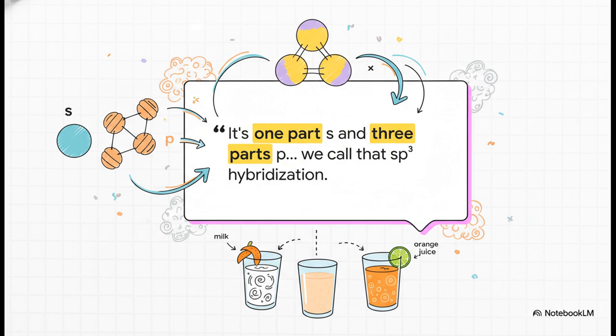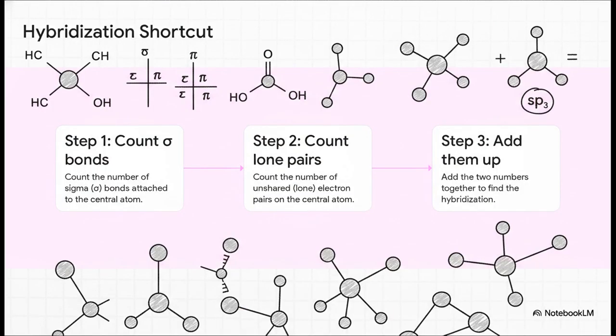The best analogy I've heard is mixing half a glass of milk with half a glass of orange juice. And yeah, I know that sounds absolutely disgusting. But for atoms, this mixing process, hybridization, is the magic trick they use to form strong, stable bonds in all these different shapes. Now, you might be thinking this is going to involve some crazy complex diagrams, but for AP Chem, you're in luck. There's this fantastic shortcut. All you have to do is look at the central atom and count 2 things.